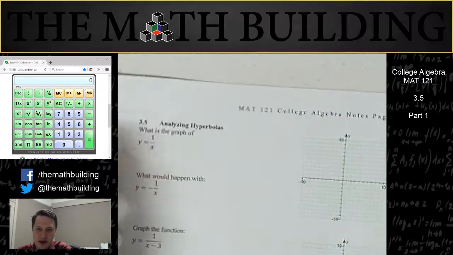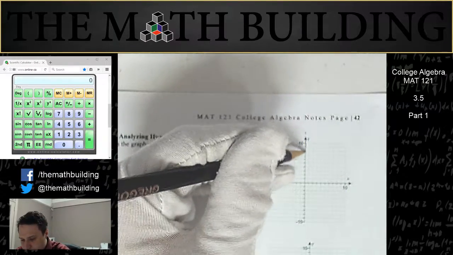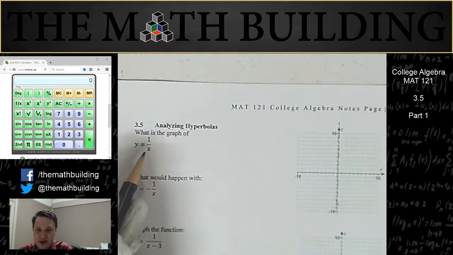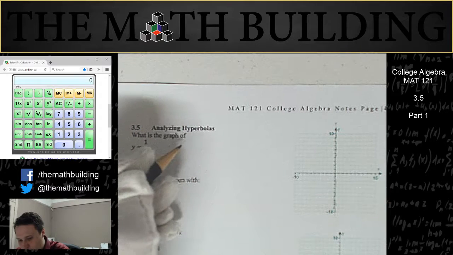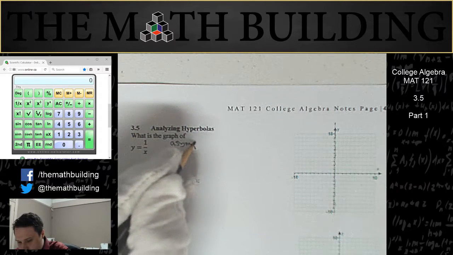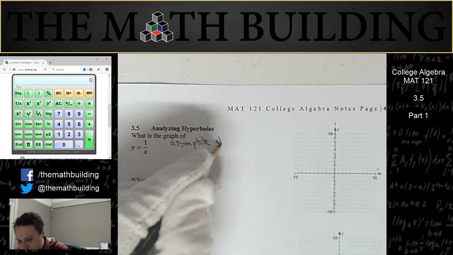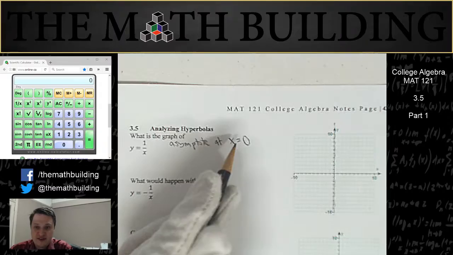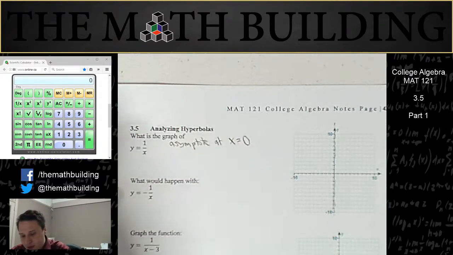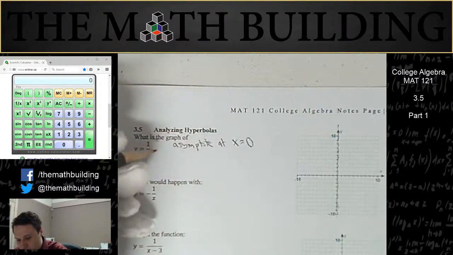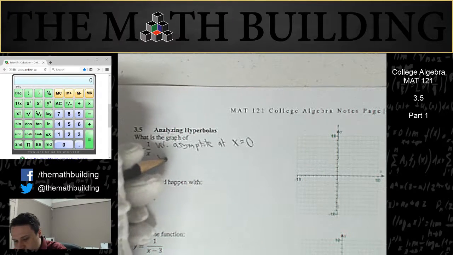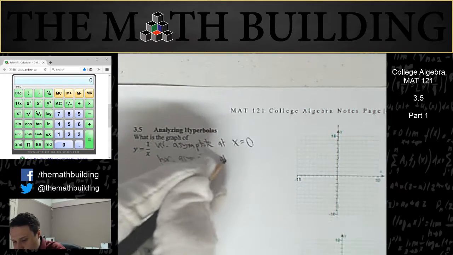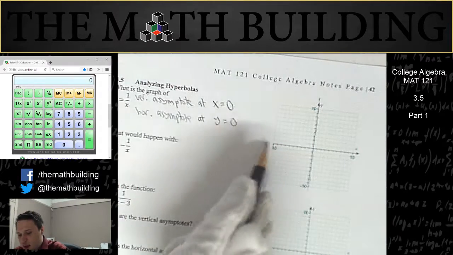First, if it's just plain y equals 1 over x, there's a vertical asymptote at x equals 0. We see that we can't plug in a 0 for x because that would be undefined. So we have an asymptote at x equals 0, and it's a vertical asymptote, so it's x equals 0 because that's a vertical line. There's also a horizontal asymptote, and it's horizontal, so that means it's y equals 0.